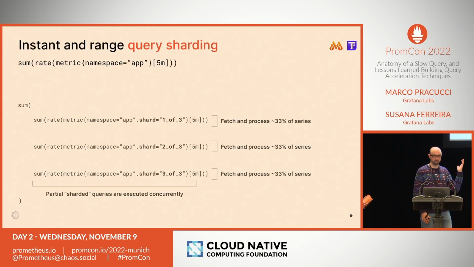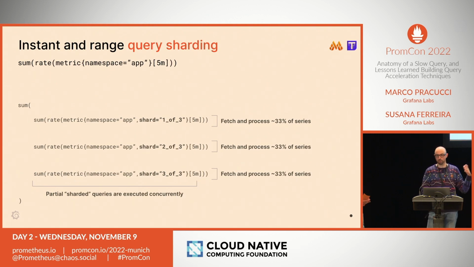So we have our sum rate query, and this query can be split into multiple partial queries. In this example, 3 shards, but we can run with any number of shards. Each partial query processes a different subset of the series. Like with 3 shards, each partial query processes roughly 33% of series each. These partial queries are, again, executed concurrently, and then we rerun an aggregation on top of the result.